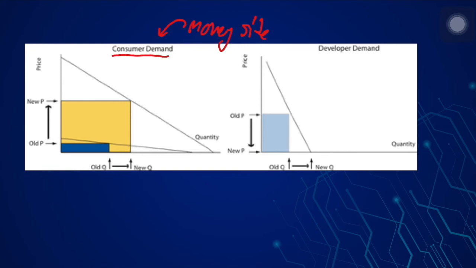not the developer side. As you can see, when there's no fee for the developer side, the developer can develop the program or application freely. The price of development is going down from old P to new P, and the quantity of programs developed by the developer increases from the old Q to the new Q here.